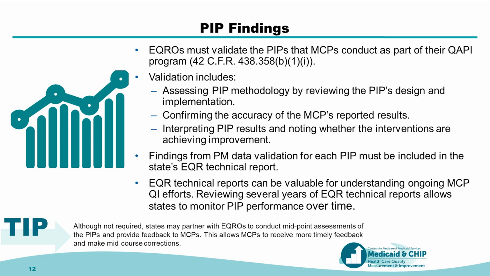When conducting PIP validation, your EQRO assesses a PIP's methodology by reviewing the PIP's design and implementation, confirms the accuracy of managed care plans' reported results, and interprets PIP results, noting whether the interventions are achieving improvement. In the EQR report, your EQRO shares the validation findings and the performance measure data for every PIP underway in the 12 months preceding the EQR. By reviewing validated performance measure data and PIP descriptions included in the EQR report, you can gather valuable information on recent managed care plan quality improvement efforts, including what has been working to achieve improvement and what has not.